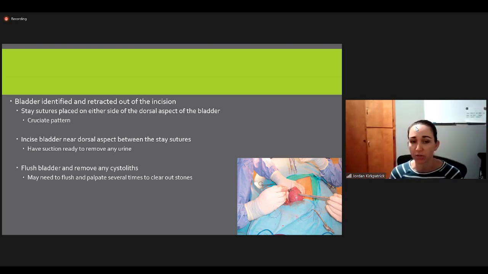Sometimes you have to even use a scoop of some sort. Actually, little spoons for babies are really good, because they're small enough and they can fit into the bladders pretty well, if they have a lot of stones in the bladder, to scoop them out. But you want to make sure you can't feel any stones in the bladder before you close it or do anything there. So I flush, and if I palpate and don't feel any more stones, I flush it and suction it one more time just to be sure.